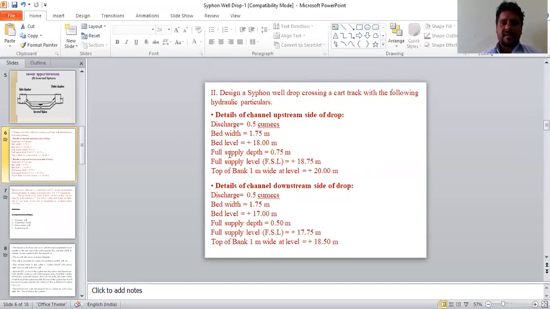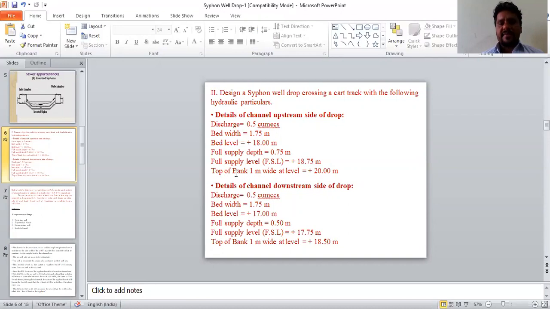Just remember these terms: full supply depth and full supply level. Full supply depth is the depth of the water. Level is at what level from MSL, from mean sea level. So see, this bed level is 18 meter, and full supply depth is 0.75. Then the full supply level will be these two added, 18 plus 0.75, that's 18.75. Simple. Top of the bank is 1 meter wide.